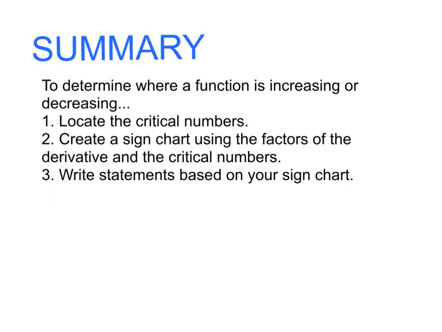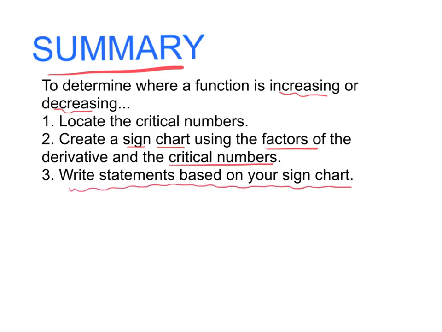And here is our summary. In order to determine where a function might be increasing or decreasing, first you need to find your critical numbers. That's where your derivative is equal to 0 or undefined. You create a sign chart using the factors of the derivative and your critical numbers. From your sign chart, you know that if your derivative is positive, your function must be increasing, and if your derivative is negative, your function must be decreasing. And then your last step is to write out statements based on what you found on your sign chart.